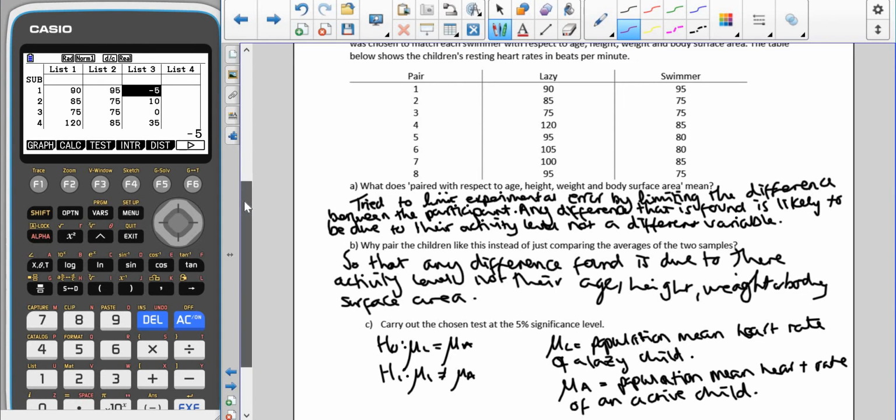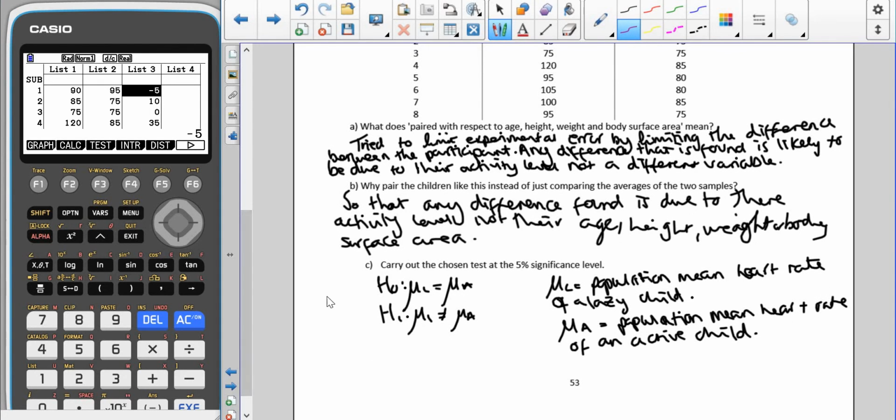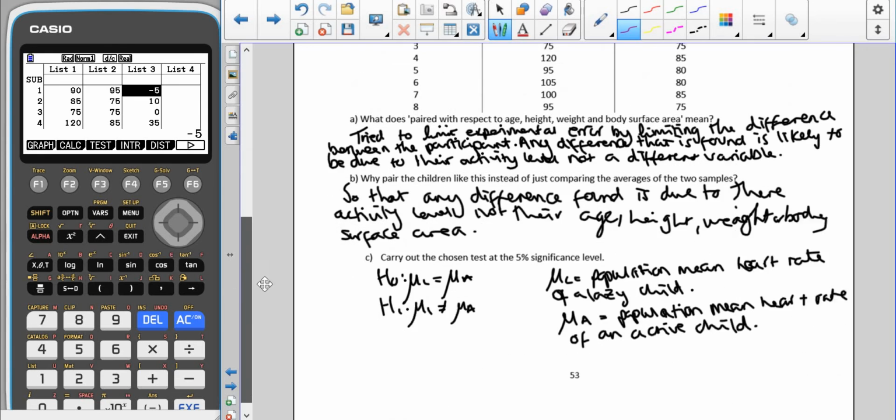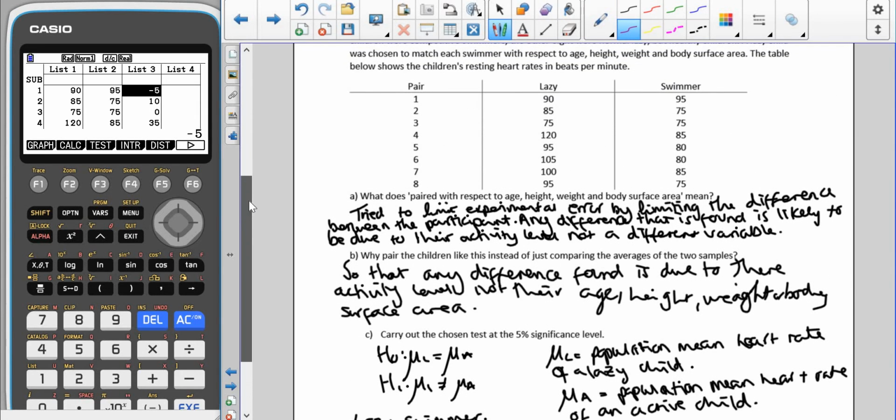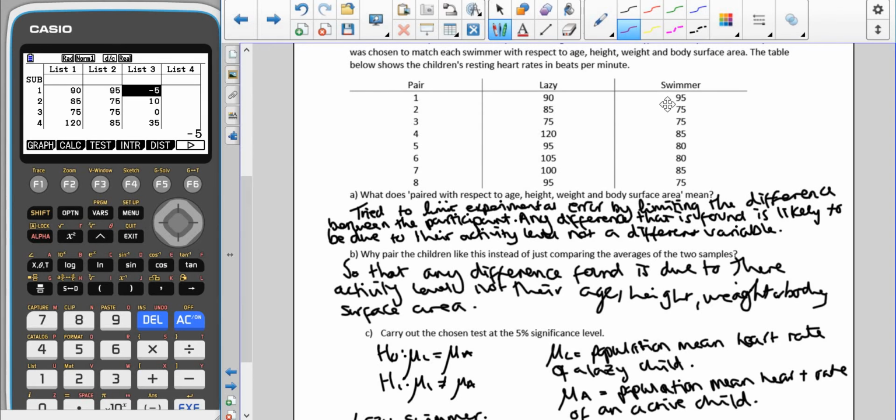Now it's quite important that we tell the examiner which way we have done our takeaway. So we have done lazy minus swimmer. You have to especially do this if instead of writing your hypothesis like this, you've decided to write it with the mean difference. It's exceedingly important that you say which way you've done your takeaway then, because they need to know which way you have done that, because that's going to affect the values that you get.